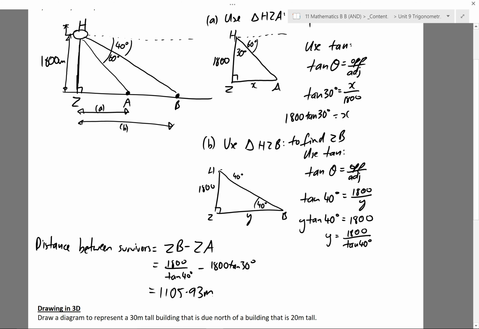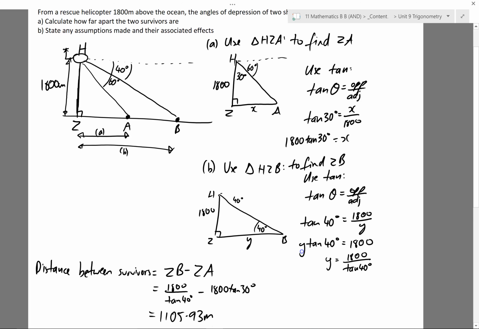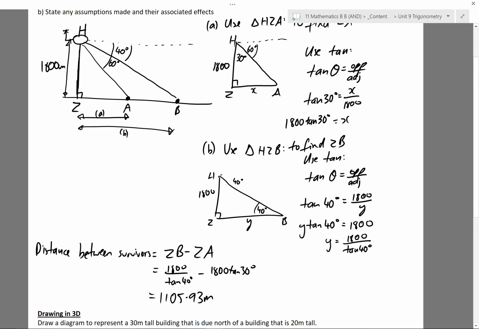Is that reasonable? Yeah, it seems okay. The helicopter was a kilometre above. The angles are about 45 degrees. Seems reasonable. Part B, state any assumptions and their associated effects.